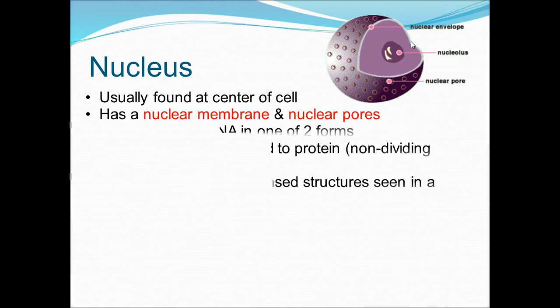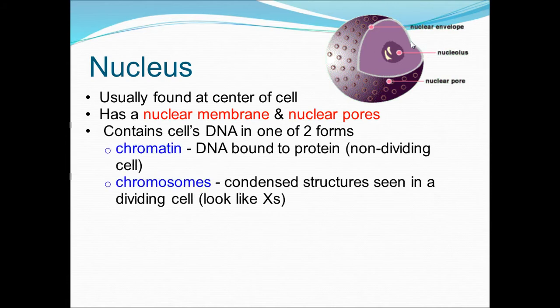It has a nuclear membrane and nuclear pores. It contains the cell's DNA in one of two forms. Either chromatin, which is DNA bound to a protein, in a non-dividing cell. So this would be in a cell that's not actually in the process of dividing, or in chromosomes, which are the condensed DNA structures. They look like X's, and you find those in cells that are going through the process of division called mitosis or meiosis.